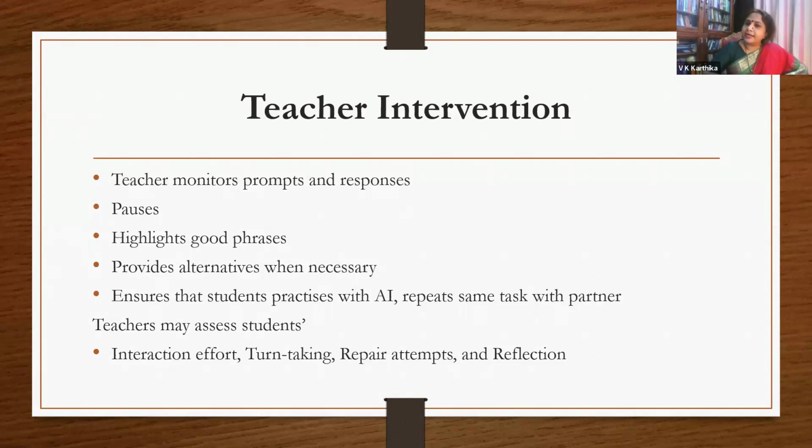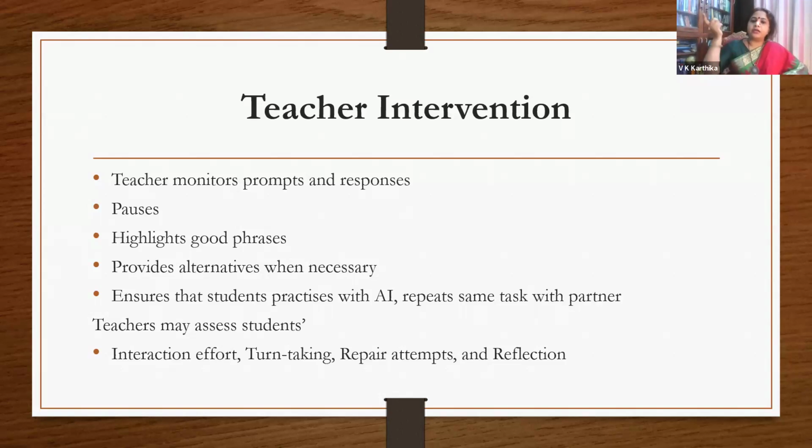That's it. So the guidelines should be very clear. The policy should be very clear. And if there is a policy at the institution level, we need to adhere to that as well. But I don't think any institutions have come up with a policy yet. I'm not very sure. At least here, it's not very clearly spelled out. So in that sense, the teachers can actually look at the interaction effort the student is taking, how many turns the student had taken, and the repair attempts, the metacognitive part of it.